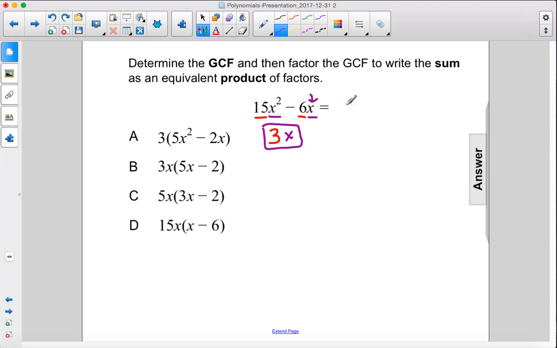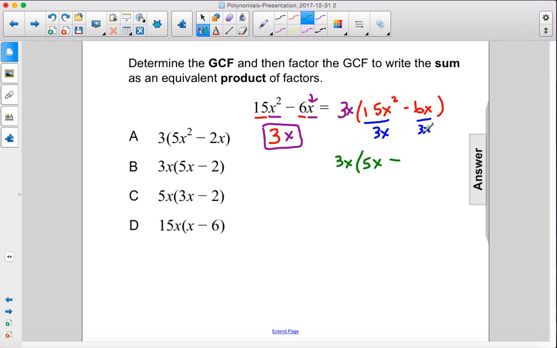So then all we have to do is put that here. Then we write in parentheses our original expression, 15x squared minus 6x. Then we divide each term in here by our new greatest common factor. And we are left with 3x times, 15 divided by 3 gives us 5. x squared divided by x leaves us with 1x.